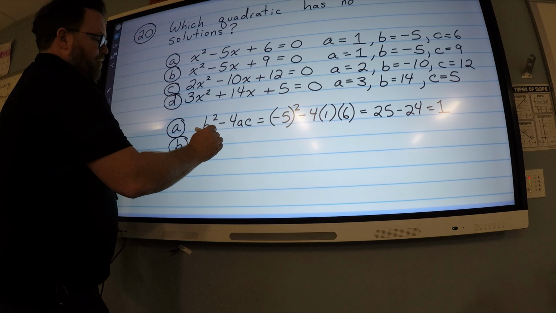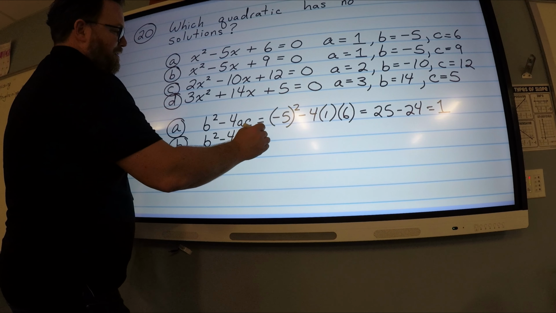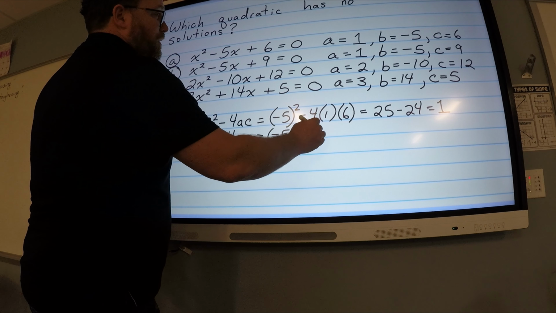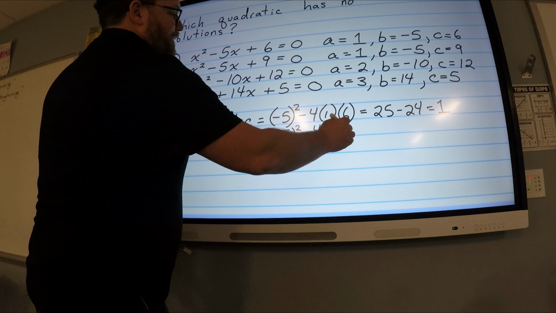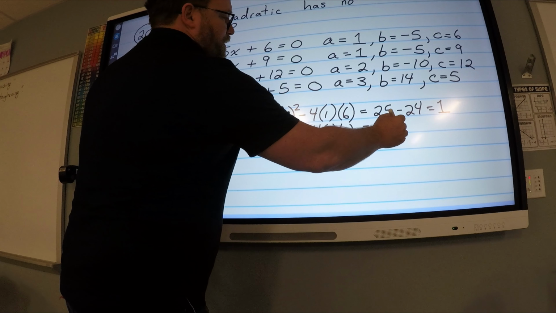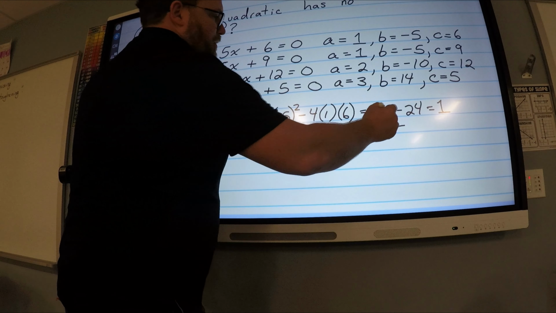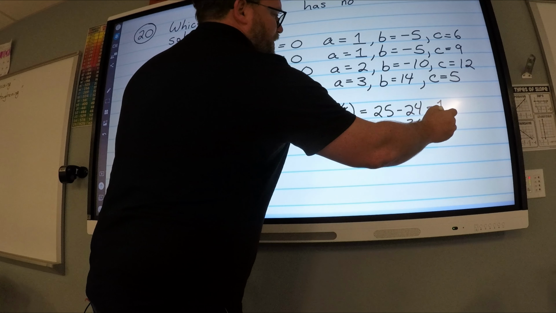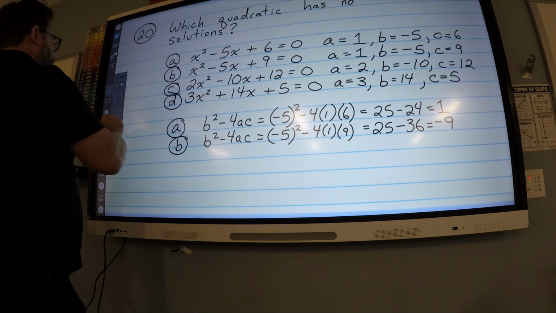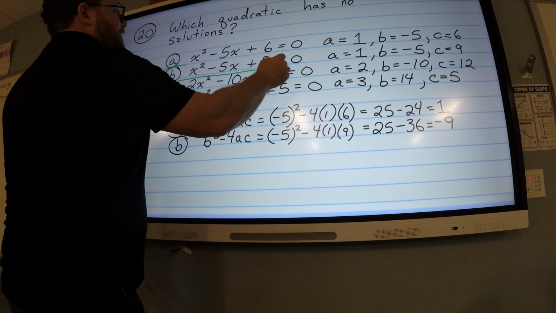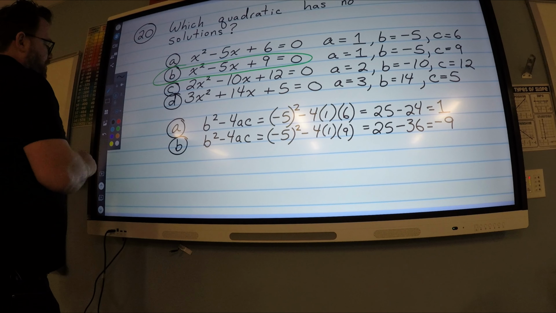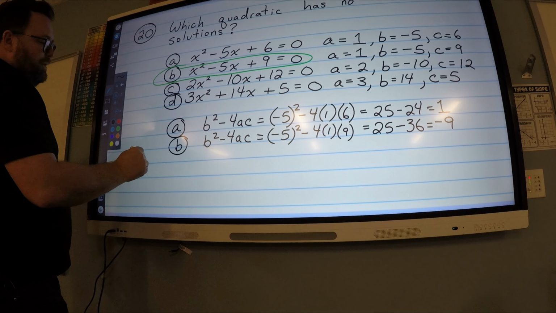Second one, we're going to do the discriminant again, b squared minus 4ac. So b is the same, negative 5 squared minus 4 times 1 times 9. Okay. Negative 5 times negative 5 is positive 25, and 4 times 1 times 9 is 36. So 25 minus 36 is negative 9. Now, if I were taking the SAT, I would select B here as the one that has no real solution and move on. But in terms of just calculating discriminants, I'll go through C and D as well.